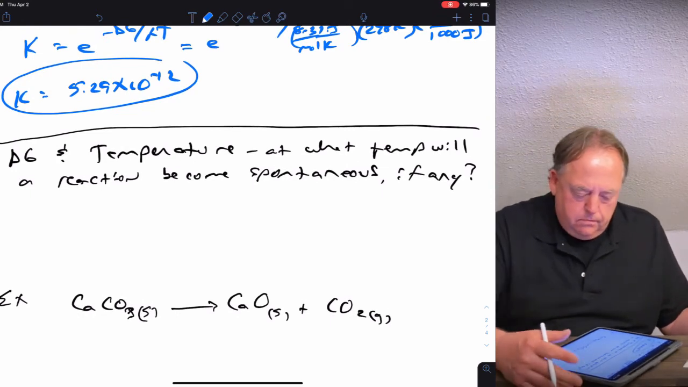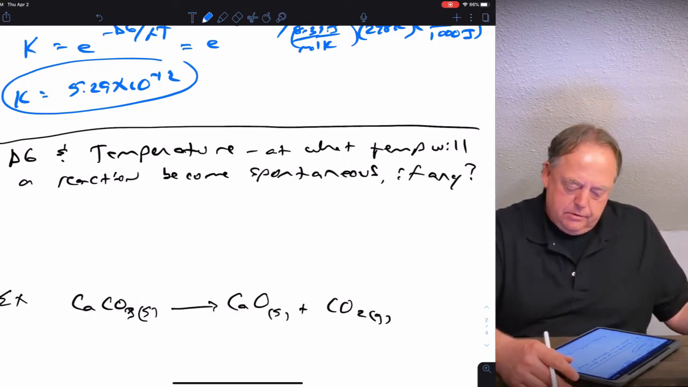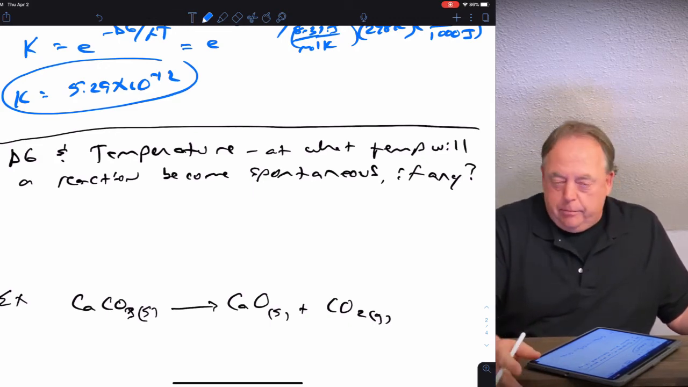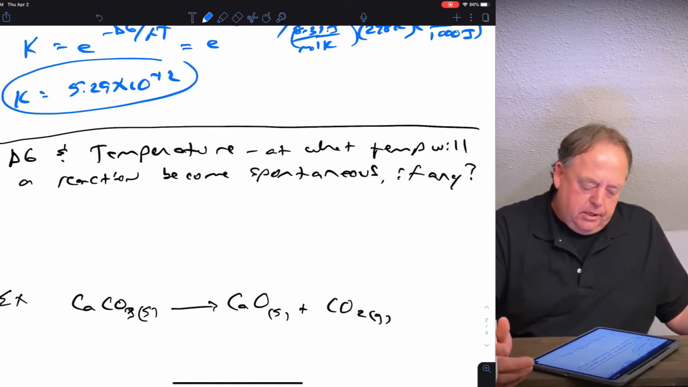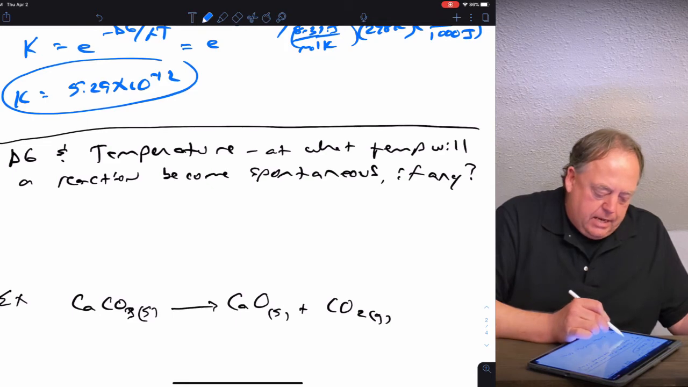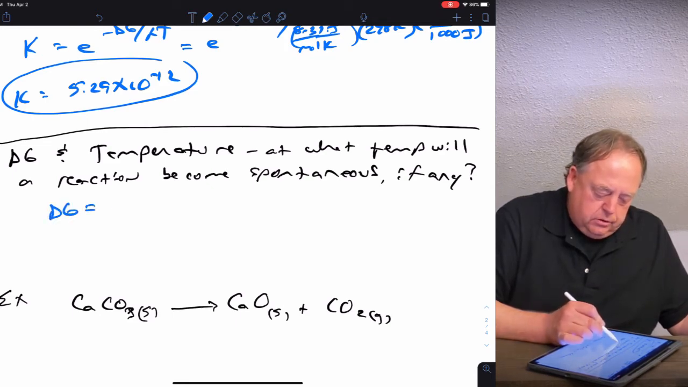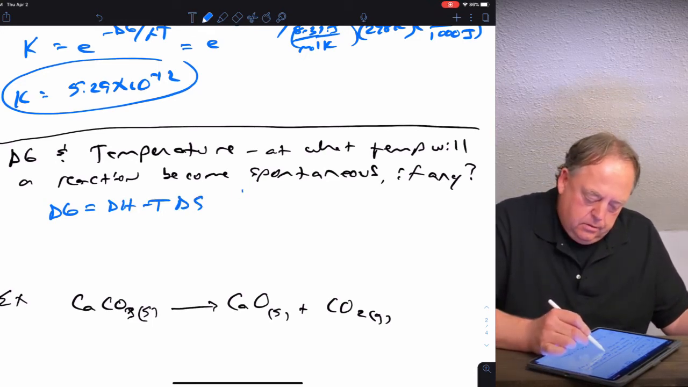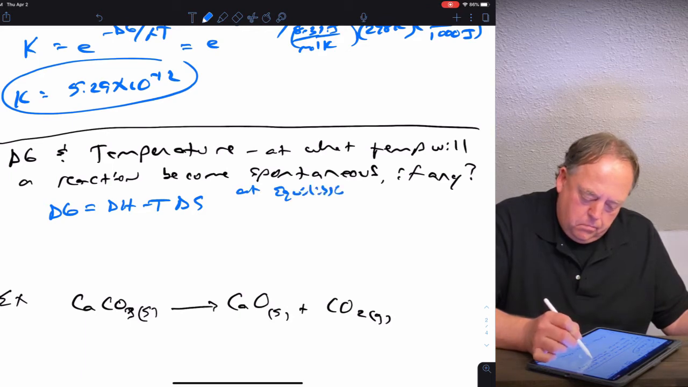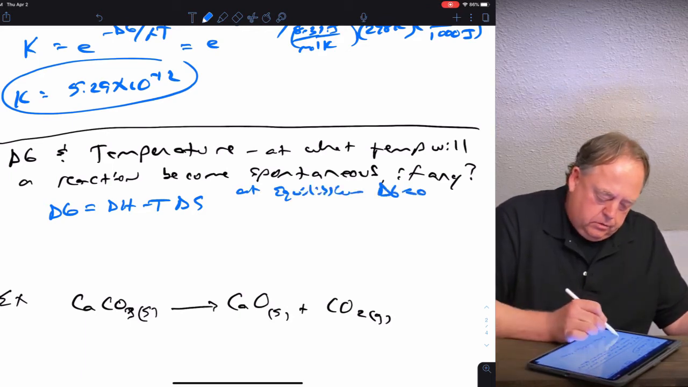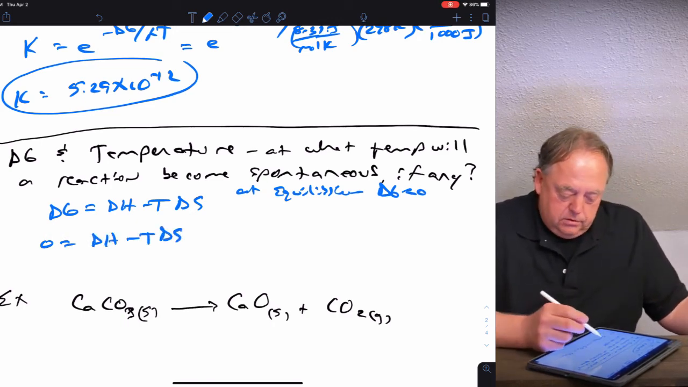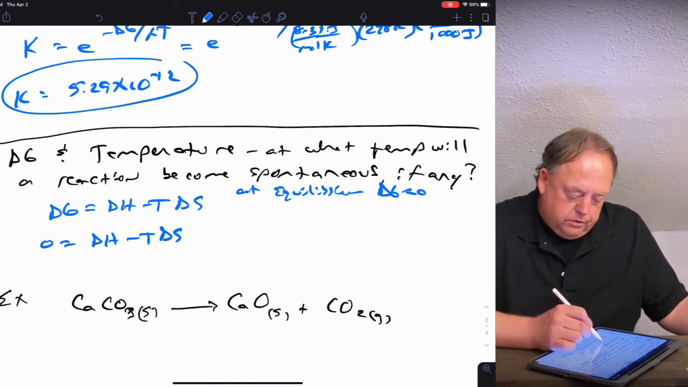Okay, so then again, one thing that's always interesting for a chemist to know is at what temperature would a reaction be spontaneous, and if it's temperature dependent, then at what temperature would that reaction become spontaneous? And so in order to figure that out, we just use this equation, delta G equals delta H minus T delta S. So at equilibrium, delta G equals 0, so 0 equals delta H minus T delta S.